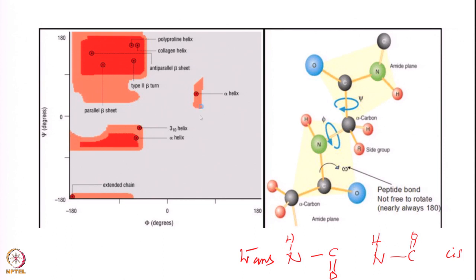And you see, most important thing is much of this 2 dimensional space is disallowed. You cannot have combinations of this. If anybody determines the structure of a protein with these phi psi torsion angles falling in this area, then the structure is not acceptable, because it will lead to steric clashes, and there certainly will not be a stable structure.